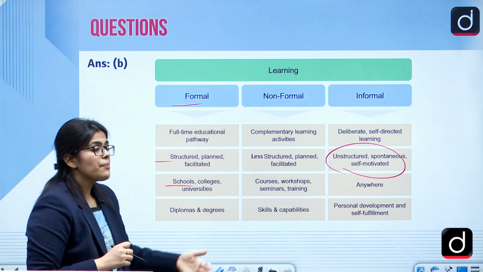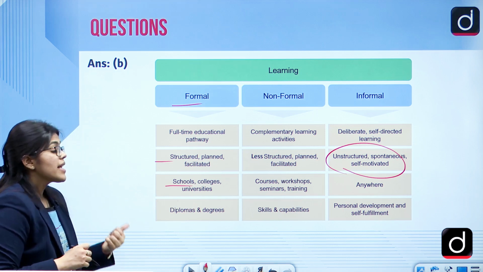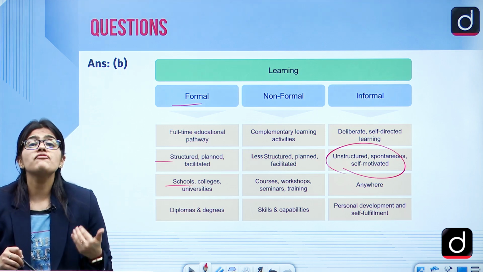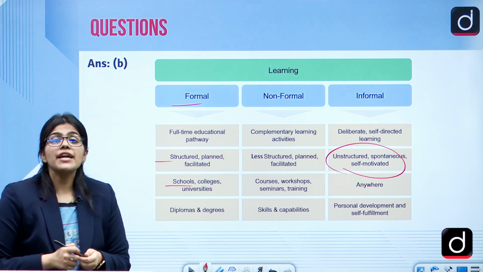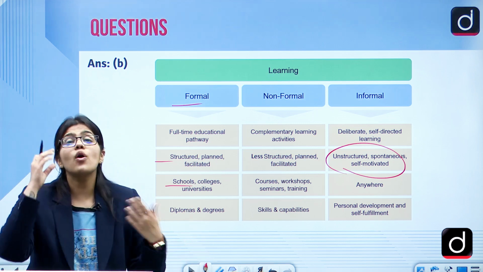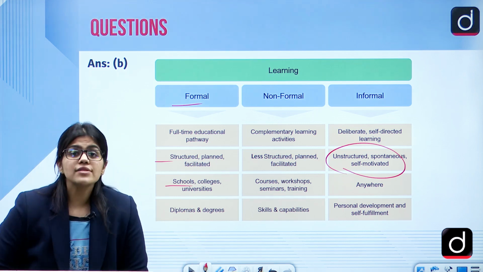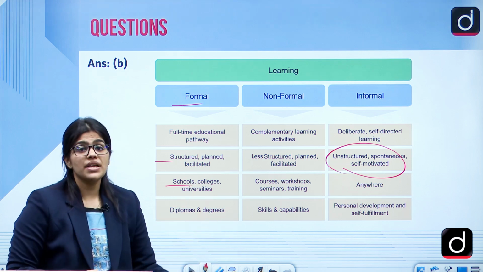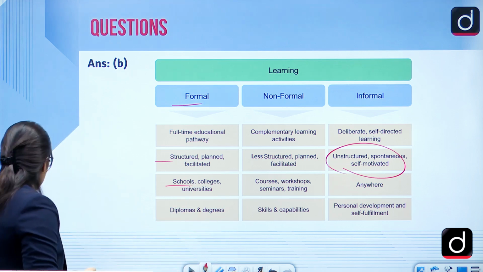Now, where can it happen? It can happen anywhere. It is like a personal development and self-fulfillment that you will do. So you tend to make those friends who you think can contribute to your knowledge, right? So this is gaining informally with your friends. So what was the answer?